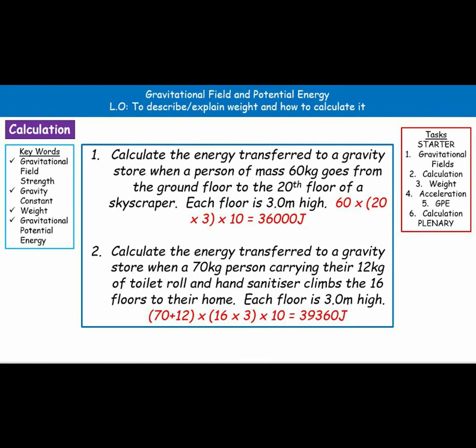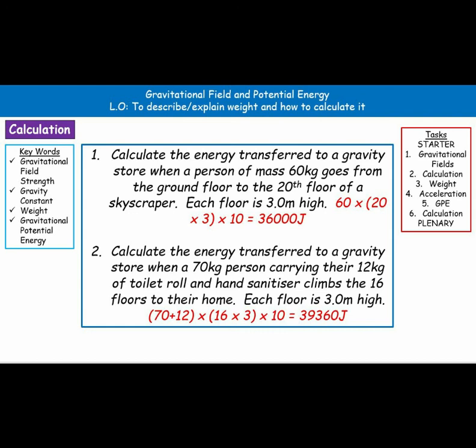Okay, let's check those final answers then. If we're calculating the energy transferred to a gravity store when a person of mass 60 kilograms goes from the ground floor to the 20th floor of a skyscraper, each floor is 3 meters high, then we need to do 60 times 20 times 3 times 10. So we should have 36,000 joules.